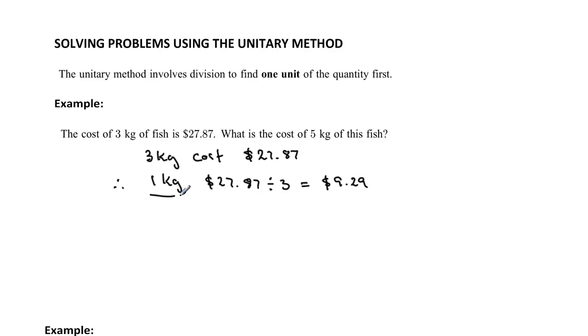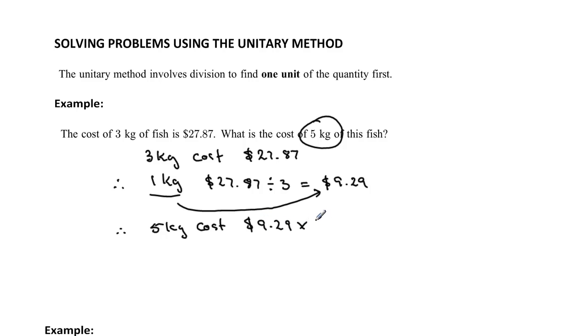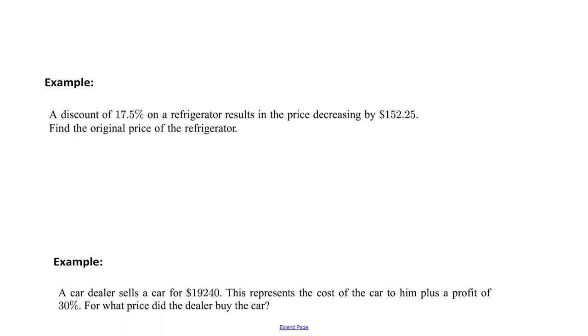So now that we know what 1 kilogram is worth, there it is, $9.29, we can easily work out what 5 kilograms is. So we could say, therefore, 5 kilograms of fish cost $9.29 times 5 and gives us a total cost of $46.45. So that's unitary method, working out what one unit is worth, and then you can go from there to work out any amount of that.